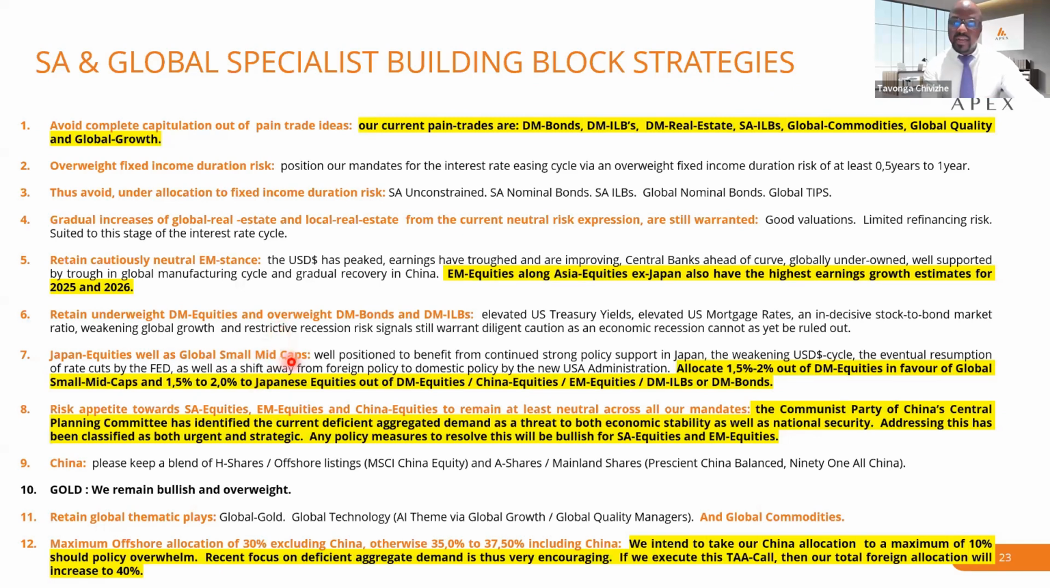Global small mid caps, we're starting to sniff a potential policy shift by President Trump from tariff war and tariff irritation into deregulation and tax cuts. We already saw from the Big Beautiful Act that some of the tax cuts are established, and now deregulation is to come. Risk appetite towards South Africa, EM and China, I think you know this one. I'm not even going to go through that any longer.